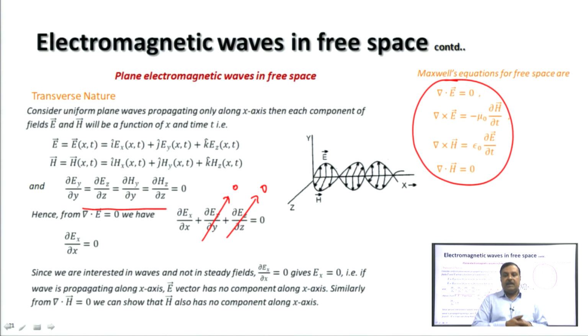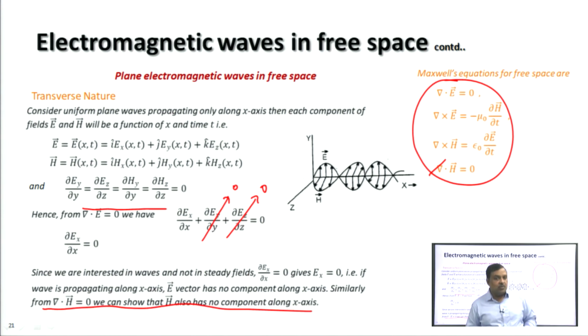Similarly, from Maxwell equation we have del dot H equal to 0. So, similarly from del dot H equal to 0 we can show that H also has no component along x axis. So, the direction of magnetic field is also perpendicular to the direction of propagation of the wave, right.